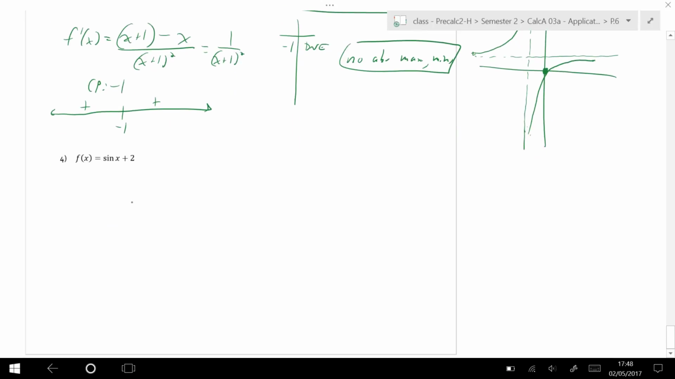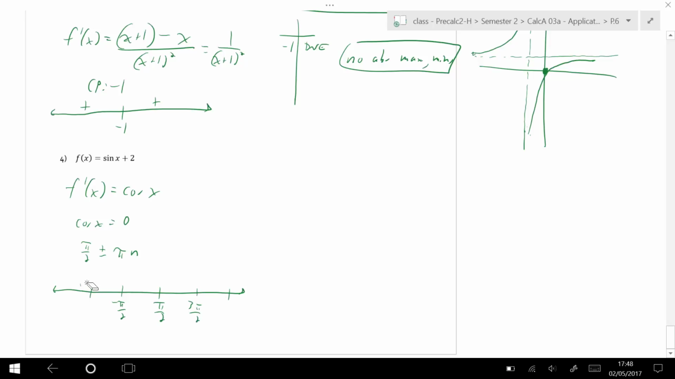Finally, f of x is equal to sine x plus 2. If I do f prime of x is equal to cosine x, and I want to set cosine x equal to 0, and figure out all those places where cosine of x is equal to 0. Well, cosine of x is equal to 0 at pi over 2, 3 pi over 2, 5 pi over 2. So it's pi over 2 plus or minus pi times n. Those are all the possible places, and if I want to put that on a chart, I can go negative pi over 2, pi over 2, 3 pi over 2, etc.